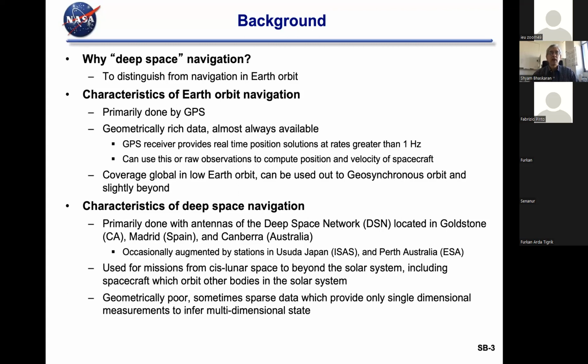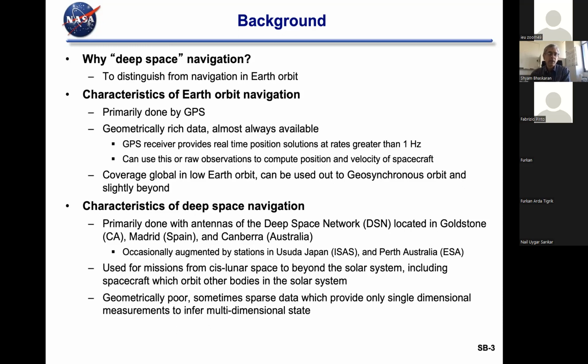Primarily, we do navigation using radio signals that we get from antennas at, for the US, three different complexes, these giant antennas located in California, in Madrid, Spain, and in Canberra, Australia. In addition, we also have giant dishes that other countries and space agencies operate. Japan, for example, has a station at Usuda. The European Space Agency has stations in Perth, Australia, and in Malargüe, Argentina, I believe. So those other space agencies also have these space antennas, and sometimes we get data from them also. As I said, we use this for missions to lunar distances and beyond in the solar system, including spacecraft that orbit other bodies in the solar system.